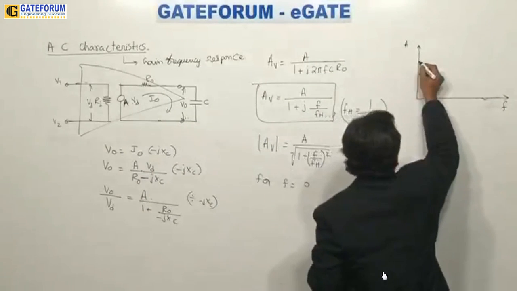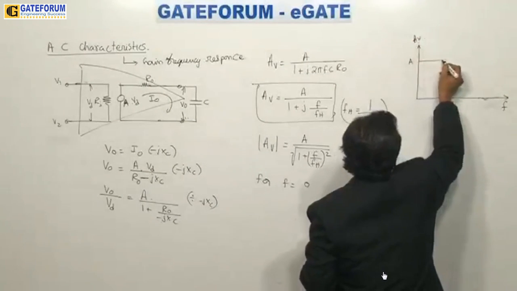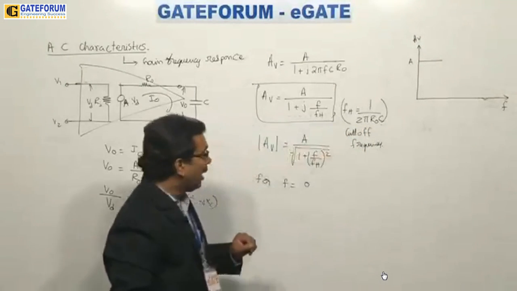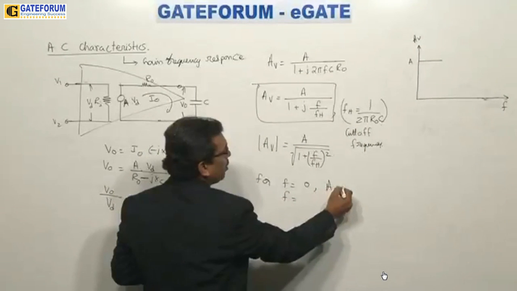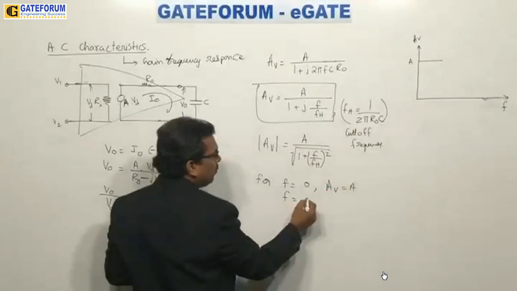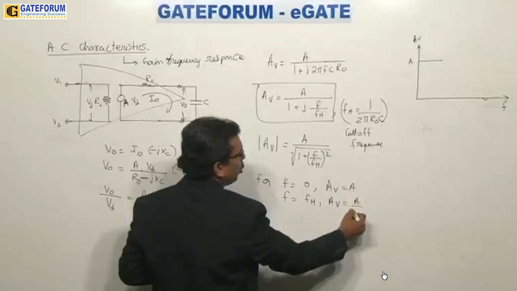So, I have very good gain. Full gain I am getting here. The gain AV. So, full gain I am getting it here, like this. Now, if F is increased, then here AV is equal to A. So, if F is equal to FH at cutoff frequency, then I get AV equal to A by root 2.